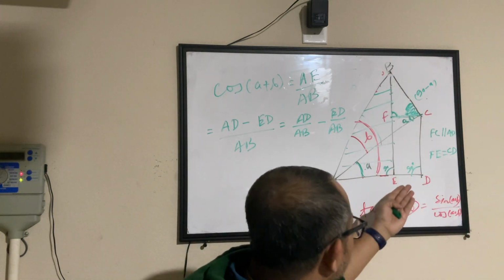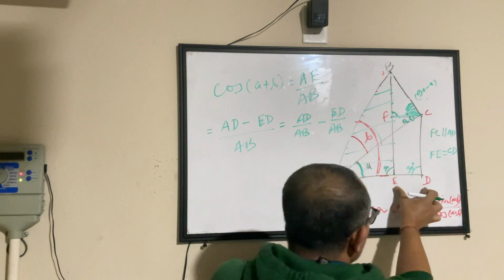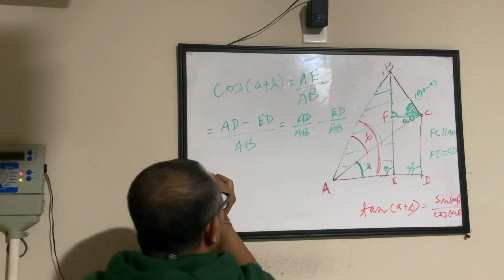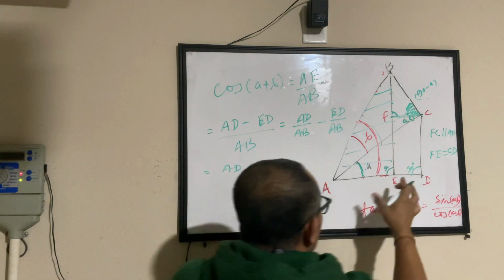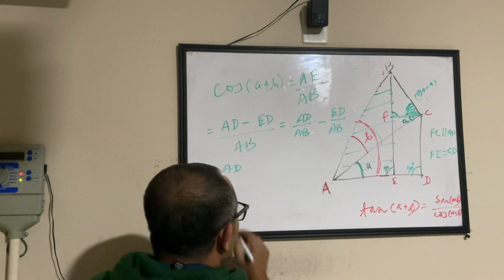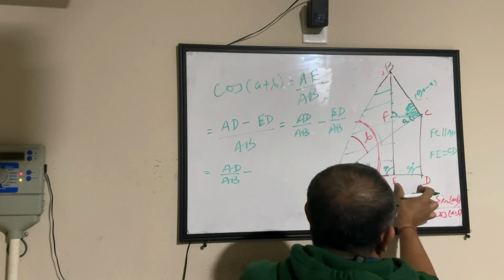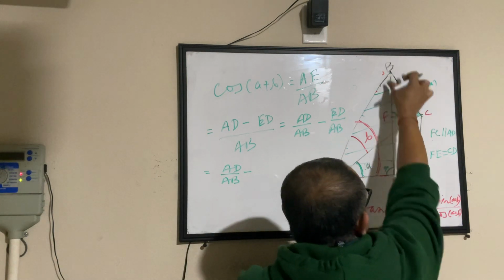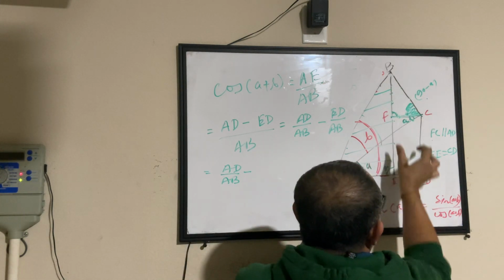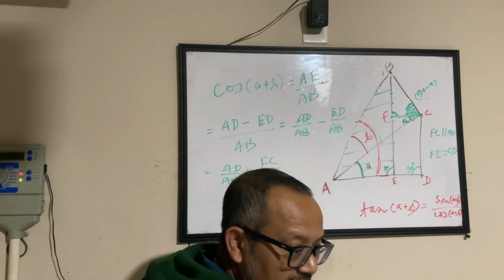Now again, same problem, right? These are hanging without any relationship. But we know this ED is equal to this part, FC. AD is part of this triangle, so this one I will not touch, AD by AB. This ED doesn't belong here, it belongs in this triangle, and ED is equal to FC because these are parallel lines. So instead of ED, I will say FC divided by AB. Up to this is fine, right?